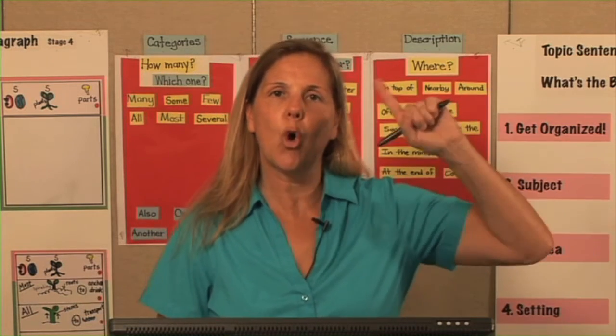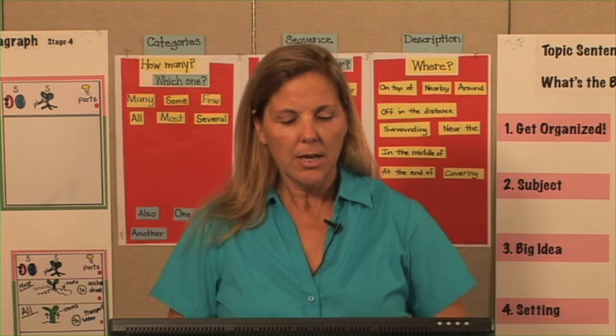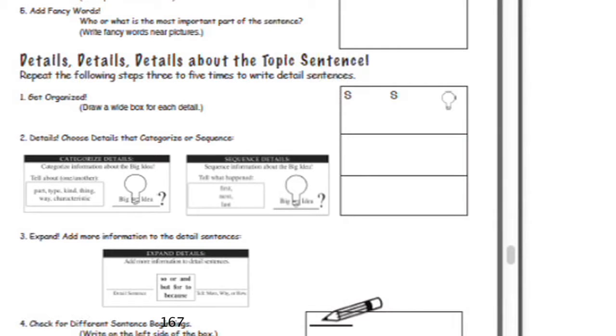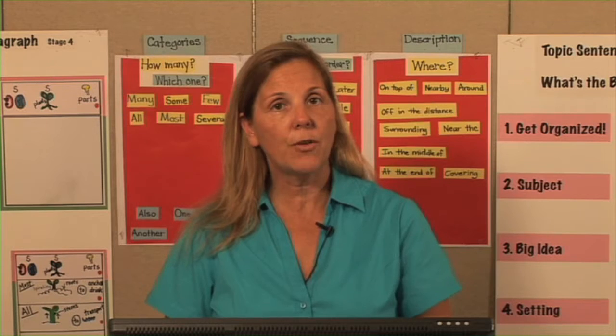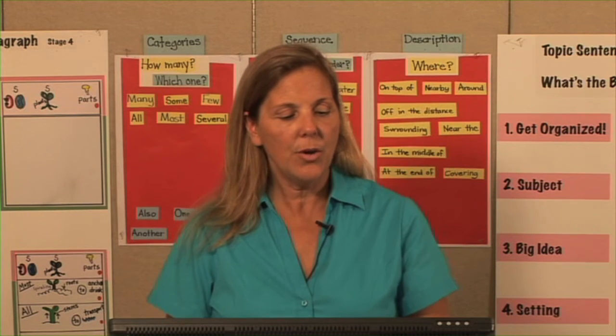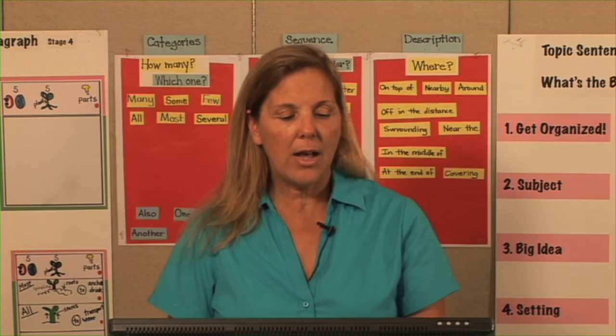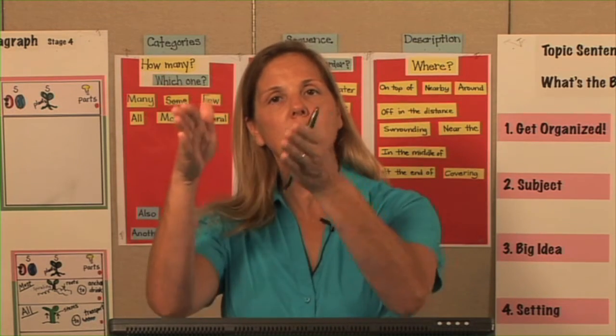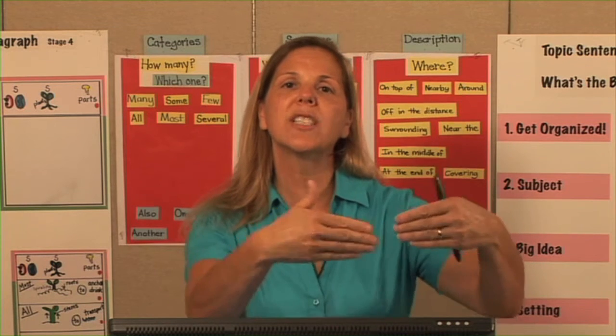That's information all about the topic sentence. So let's look at what we're going to do for our details. You have your details questions here. The first thing we need to do for our details is draw a detail box, a line across where we'll put that detail. The next thing that we need to do is figure out what kind of details these are. You're either going to categorize the details or sequence them.